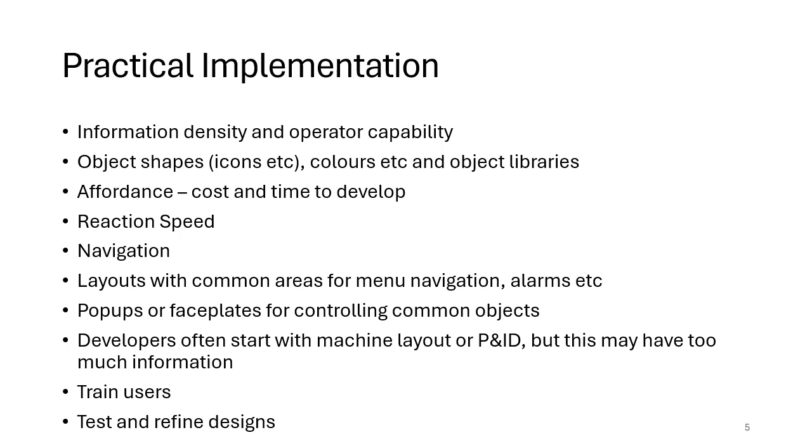Now, to avoid too much information, you can drill down. Another option is using pop-ups or faceplates for controlling common objects. So to avoid using up screen space, you might have, for example, a representation of a valve with a valve icon. Maybe you've got the basic operational state of the valve or whatever the key performance indicator is, and then the user can click on that valve or the KPI.